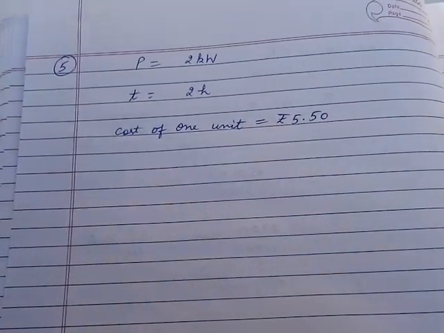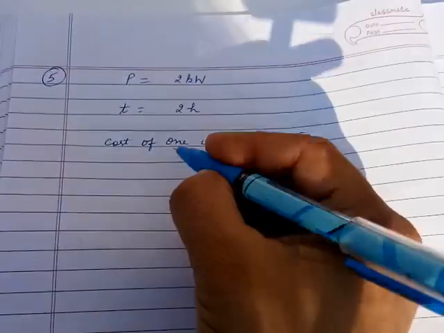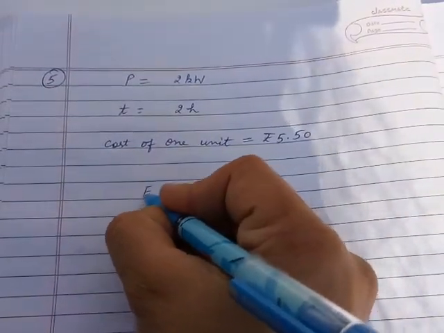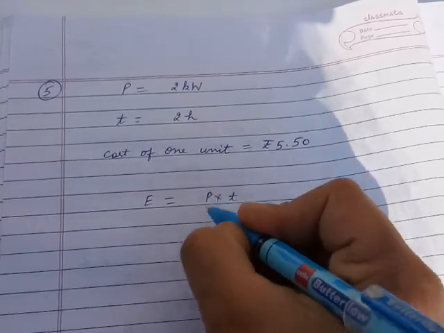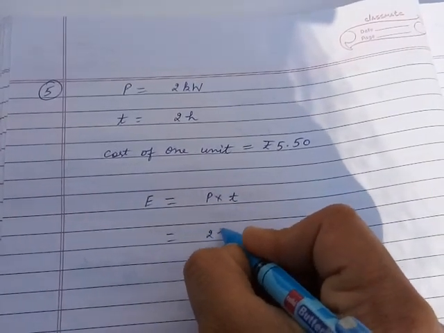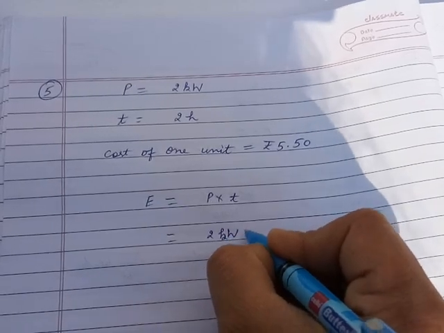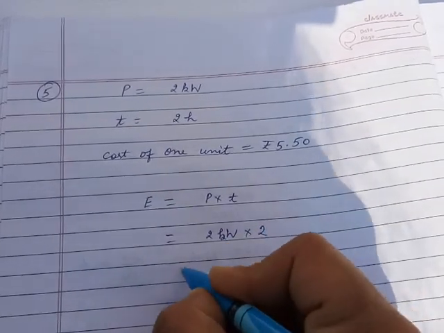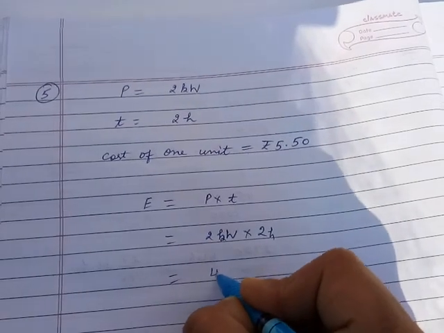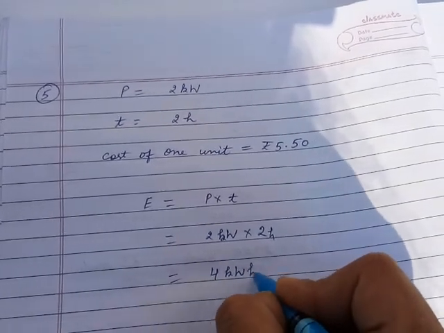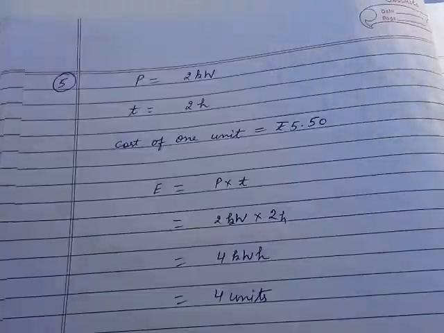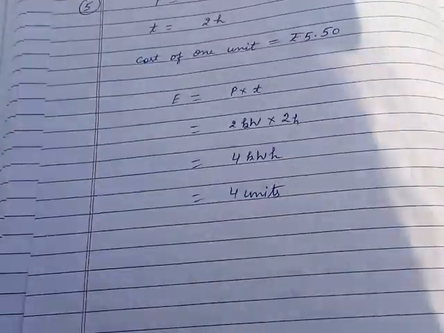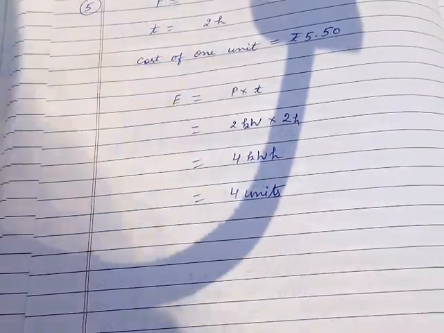Okay, so first of all find out the energy consumed. E is equal to P into T. Now P is 2 kilowatt into 2, that is 4 kilowatt hour. It means 4 units. 4 units are consumed by the geyser for 2 hours.